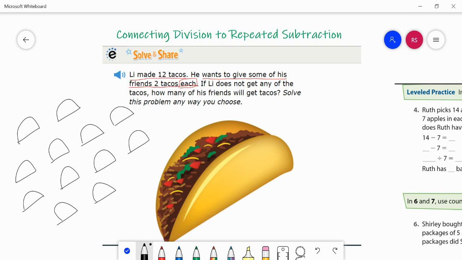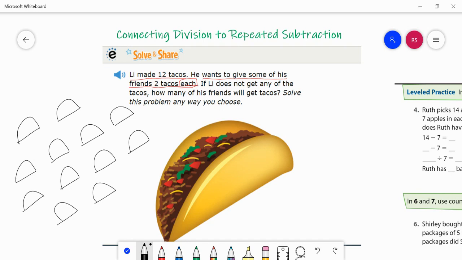Now, we're going to give them to friends, right? And each friend is going to get 2 tacos. I'm not keeping any for myself, because remember, I know that the problem's talking about some person named Lee, but sometimes it really helps me when I put myself into the problem. Then I'm able to solve it a little bit easier. So if I don't want to keep any of the tacos, I want to give them all away, I need to figure out how many friends I'll be able to give these tacos to.